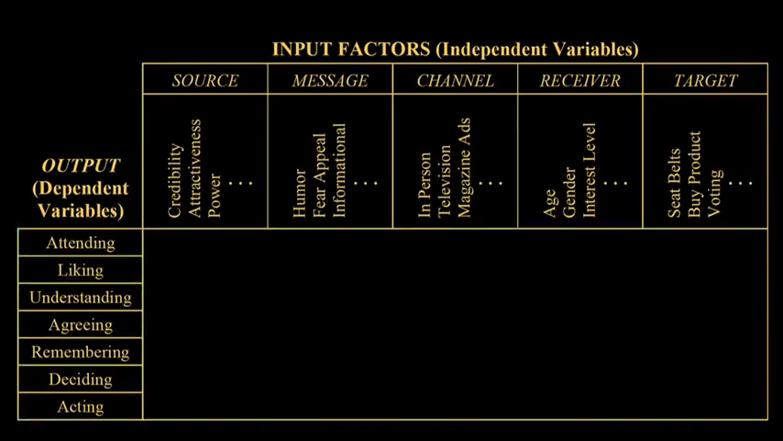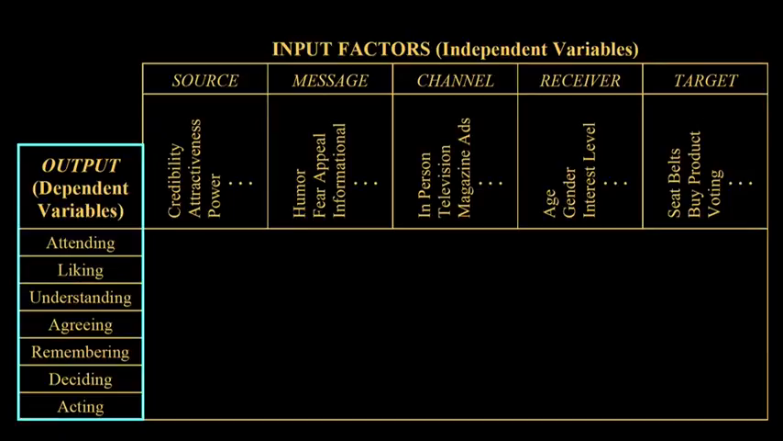McGuire's 5 categories of independent variable were the following: source variables, that is, variables having to do with the persuader, the source of the communication; message variables, that is, variables concerning the way a message is constructed, so, for example, whether it uses humor, or fear appeals, or informative statistics, and so on; channel variables, that is, variables related to whether a persuasive appeal is given in person, on television, in magazine advertisements, the internet, or other channels of communication; receiver variables, or variables having to do with the audience, the receivers or recipients of the message; and finally, target variables, or variables that have to do with the thing you're targeting for change, such as getting people to wear seatbelts, or buy a product, vote for a candidate, and so on.